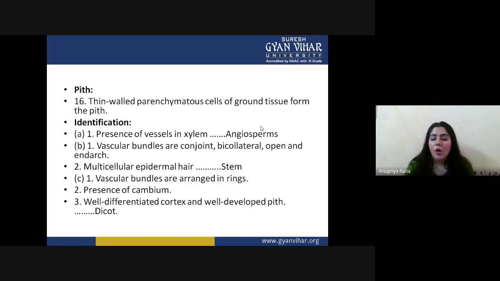Well differentiated cortex and well developed pith. Both are present here. Well differentiated cortex means how the cortex has been differentiated. They have the collenchymatous hypodermis, they have the chlorenchymatous layers, they have parenchymatous cells, and they have the last layer, the endodermis, which is filled with starch grains. So in this proportion, when something is formed, we can call it a well-developed structure.